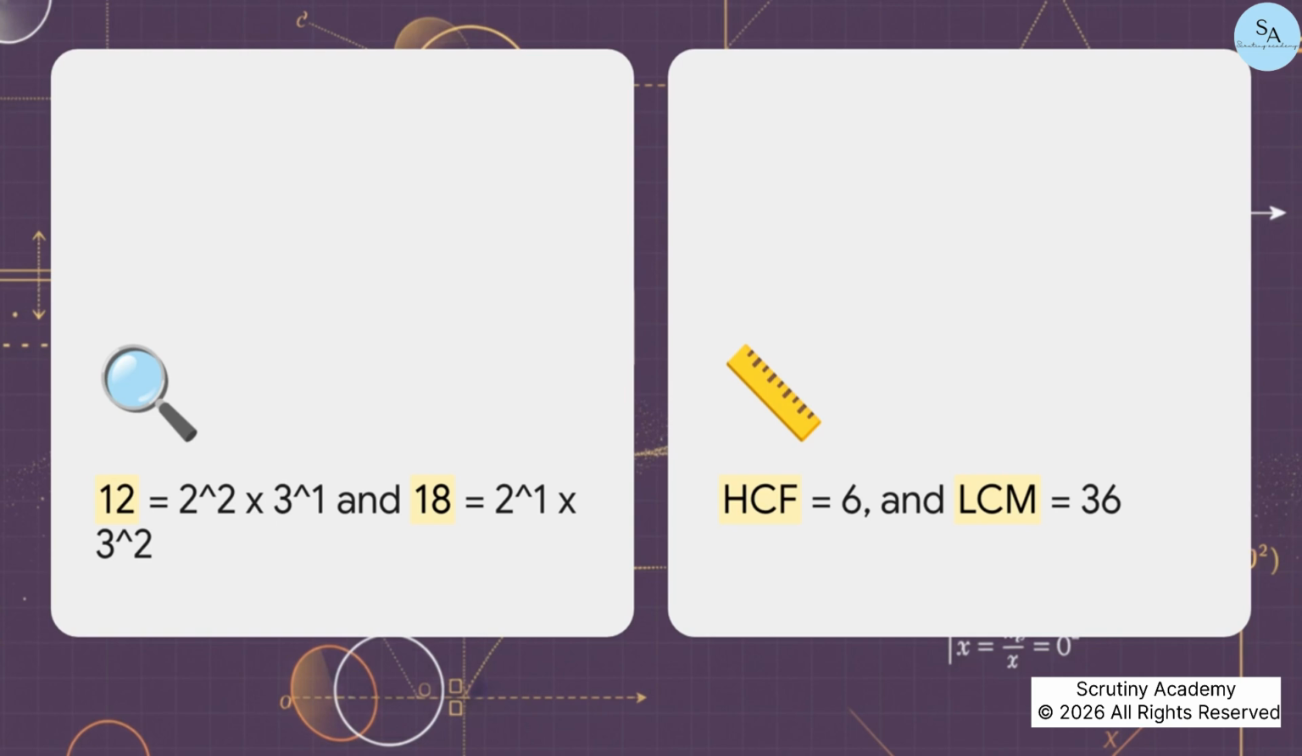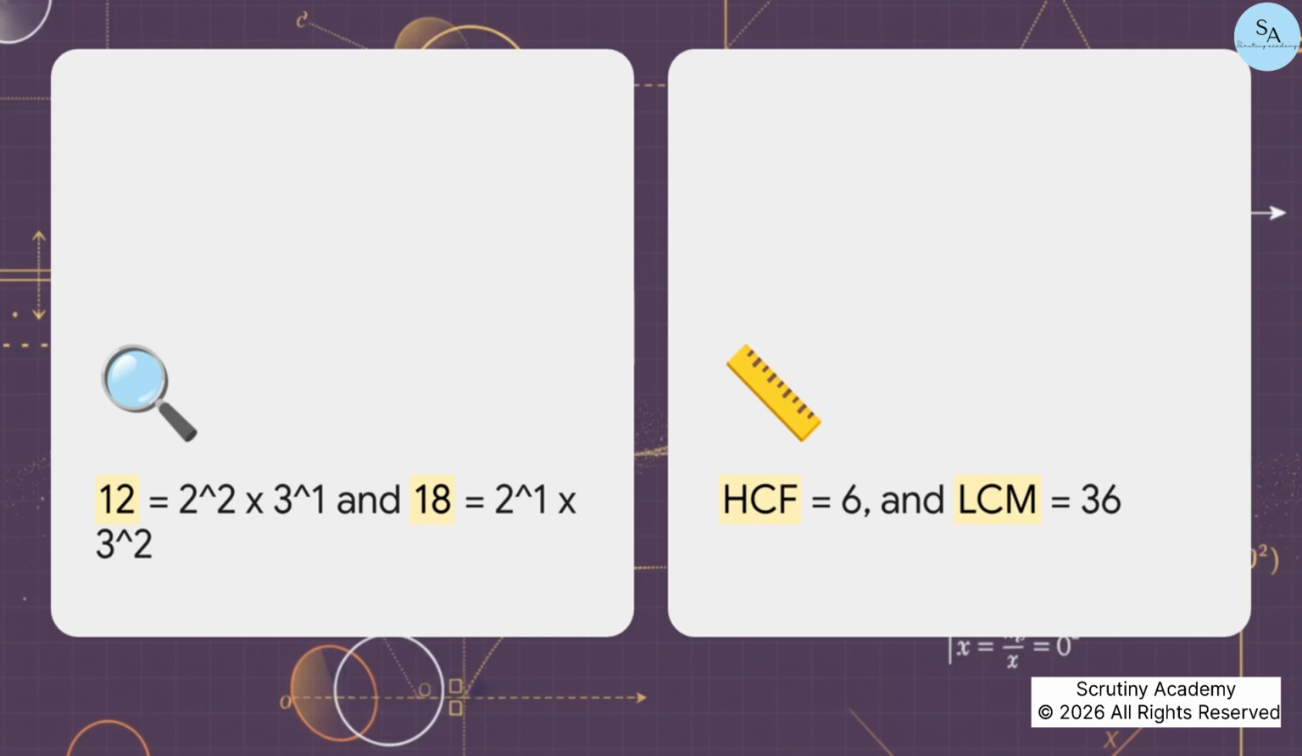For the highest common factor, we only want the bricks that both numbers share. So we look at the common primes and we grab the smallest power. They both share at least 1 2 and at least 1 3. So 2 to the first power times 3 to the first power gives us 6. Now for the lowest common multiple, we need enough bricks to build either number completely from scratch. So we have to take the greatest power of each prime.